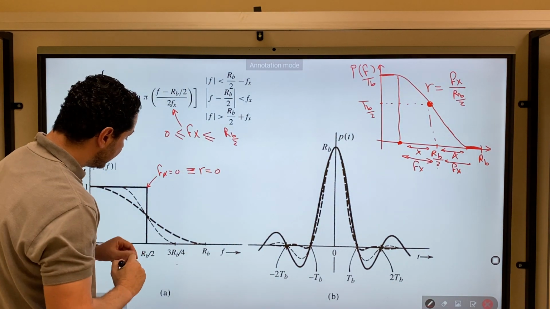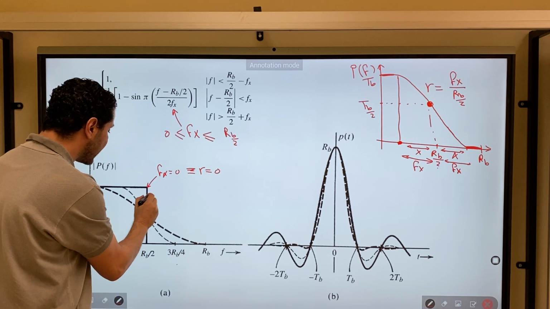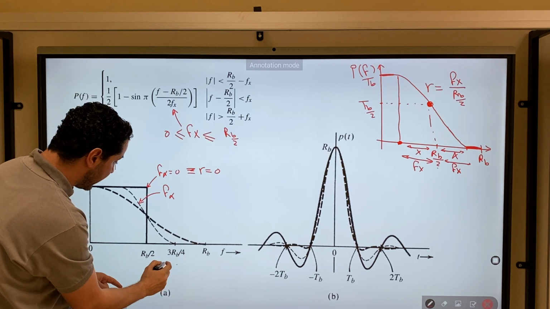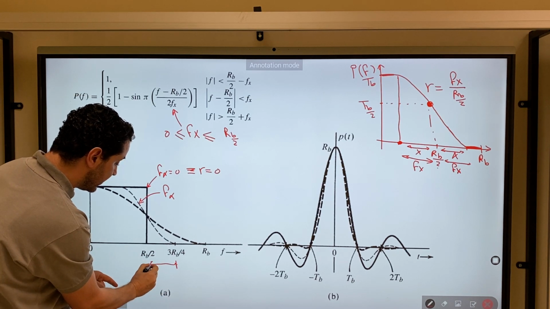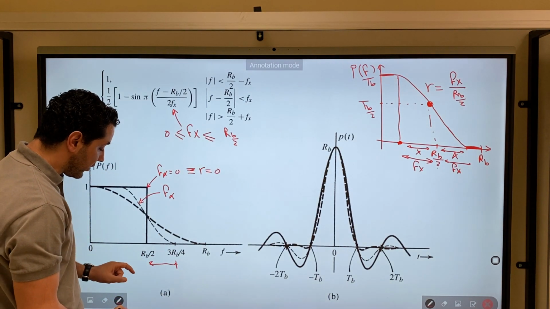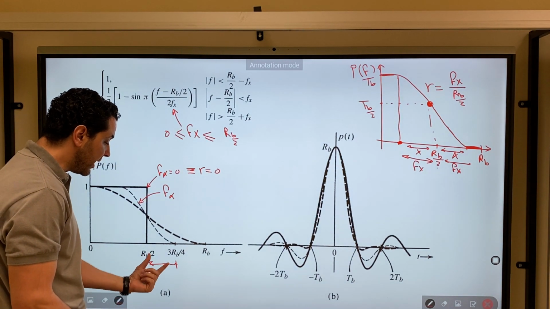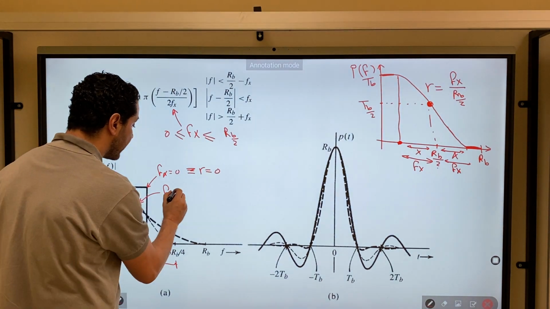While in the second curve here, we see that Fx will be Rb/4, because this is the extra bandwidth above the minimum, above Rb/2, the extra bandwidth is Rb/4.